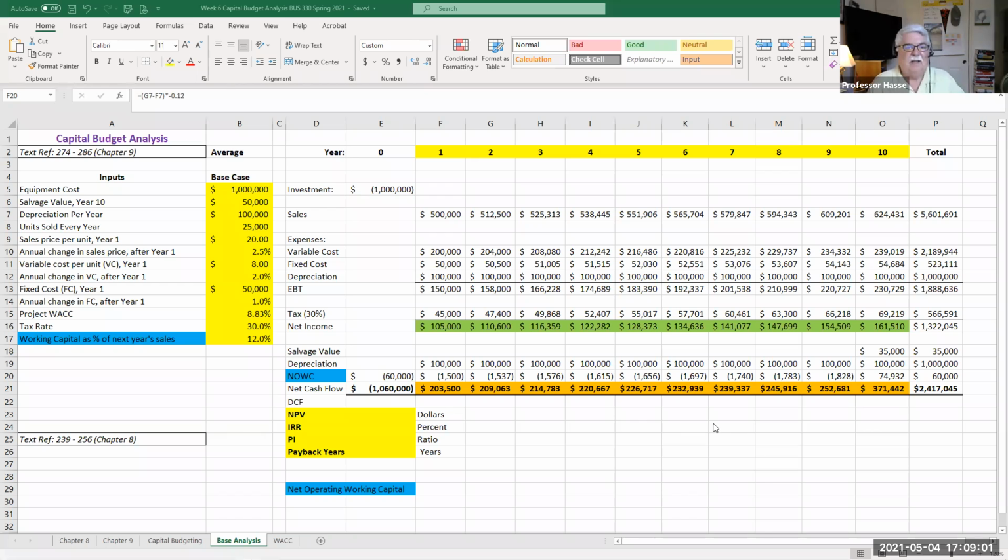Here is that problem that we talked about in class last week that I'd ask you to try to complete. What I've done is I've gone ahead and determined the total net project cash flow of this $1 million investment. I filled in the capital budget analysis by taking the sales of 25,000 units at $20 a unit, $500,000 a year. And then I increased that by the inflation rate of 2.5% every year to a total sales of $5.6 million.